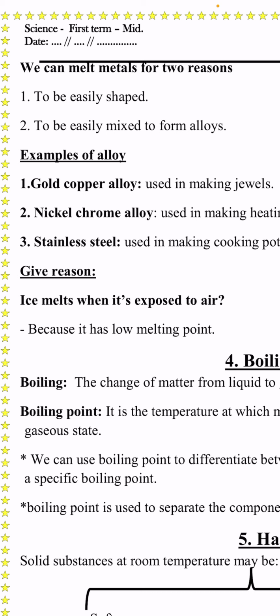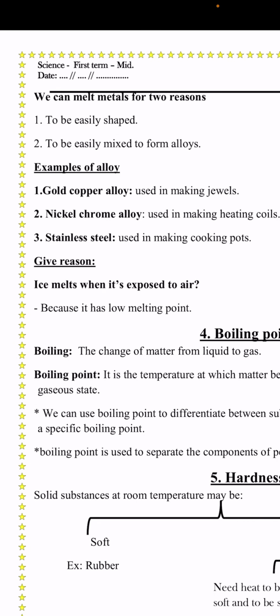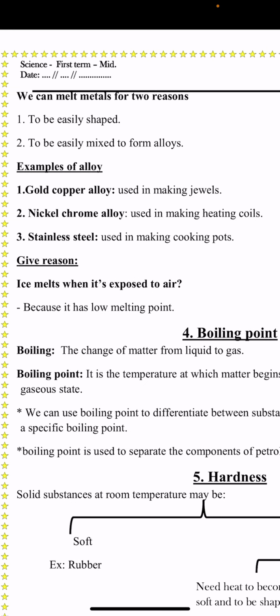What is an alloy? An alloy is a mixing of two metals, such as copper-gold alloy or nickel-chrome alloy. Copper-gold alloy is used in making jewelry. Nickel-chrome alloy is used in making heating coils. Aluminium-stainless steel alloy is used in making cooking pots.